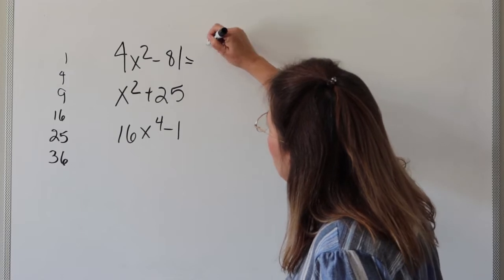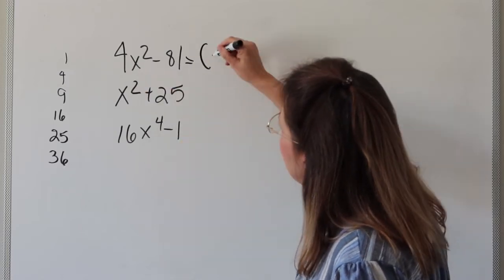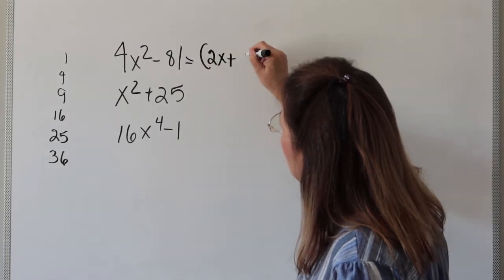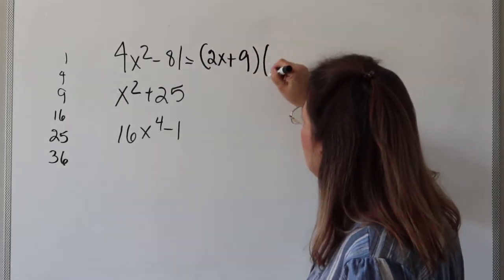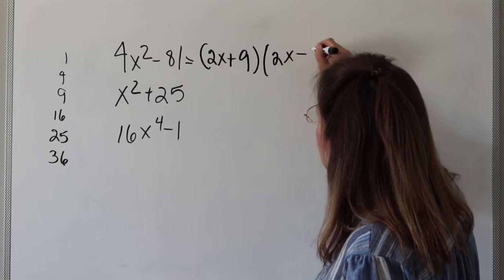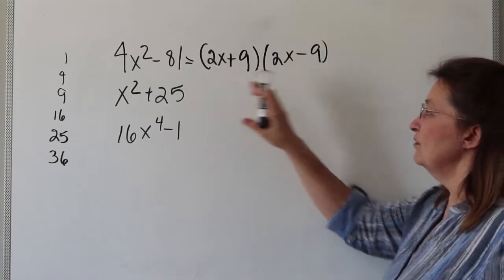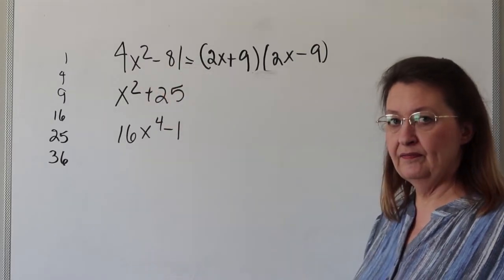So, the square root of 4x to the second is 2x. I'm going to use plus, the square root of 81 is 9. And then I'll have that same thing with a minus sign in there. That is the factored form of this.